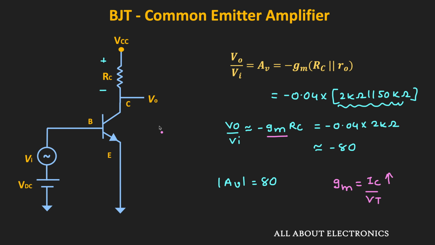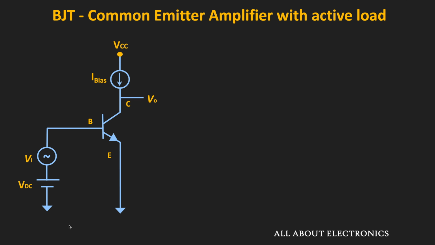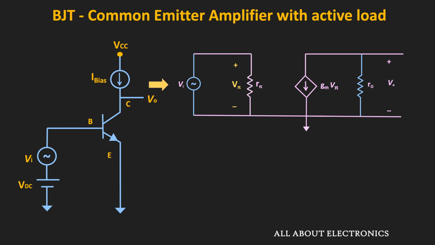So here, instead of the passive resistive load, if we use an active load such as a current source, then it is possible to get a higher voltage gain. For that, let us replace this resistive load with an ideal current source. For the ideal current source, its output impedance will be equal to infinite. If we see the small signal equivalent circuit, then it will look like this. And here, the voltage gain is equal to minus Gm times R0. That is the maximum achievable voltage gain with the common emitter amplifier. This gain is known as the intrinsic gain.